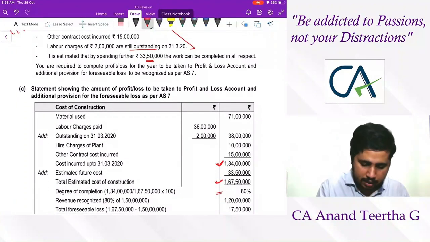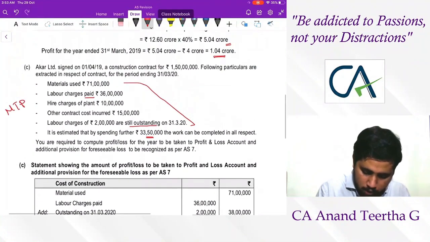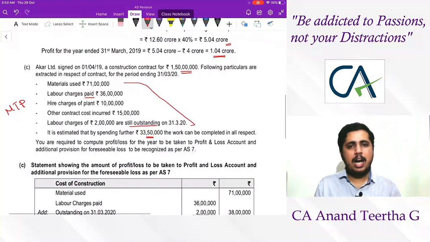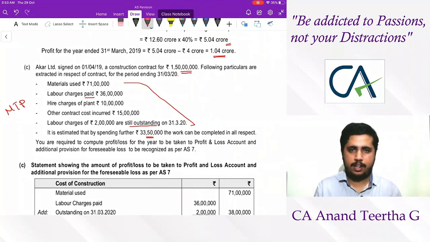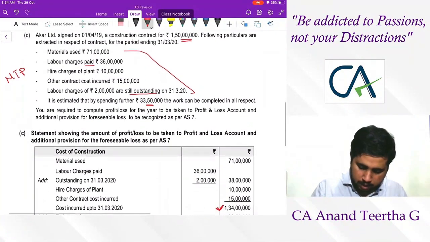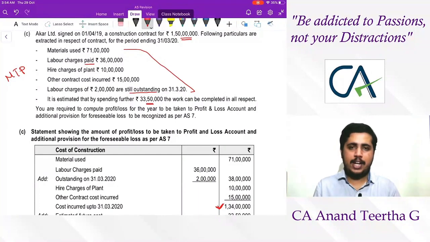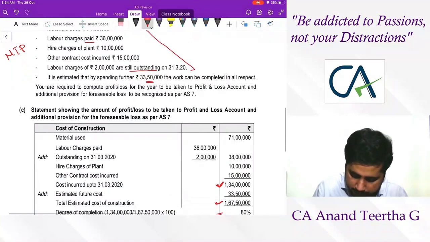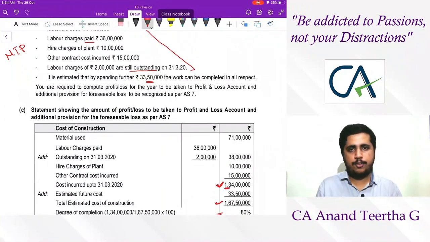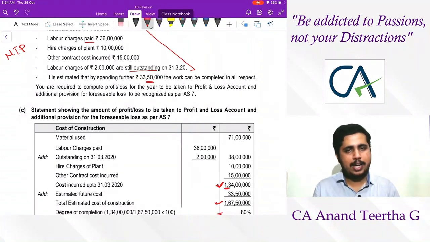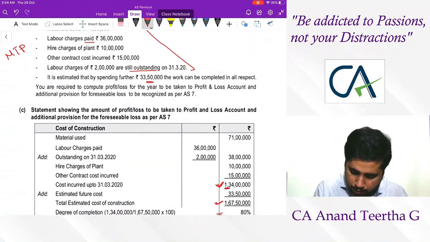Apply 80% on 1 crore 50 lakh to get the revenue for the year. So if you apply 1 crore 50 lakh into 80%, you will get 1 crore 20 lakh. Compare cost incurred till date here, 1 crore 34 lakh, which means 1 crore 20 lakh minus 1 crore 34 lakh. 14 lakh will be your loss for the year.